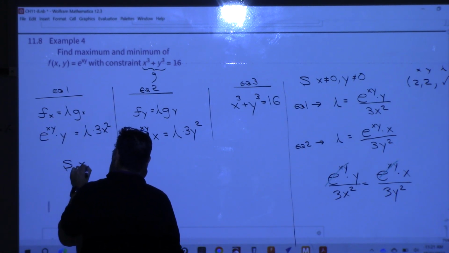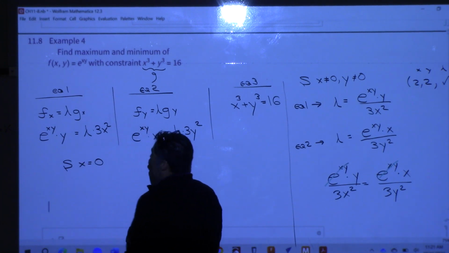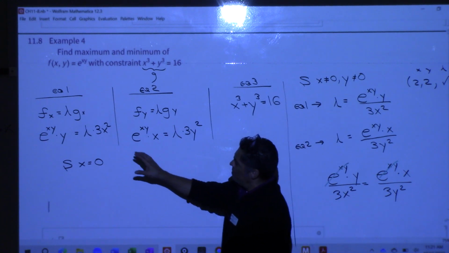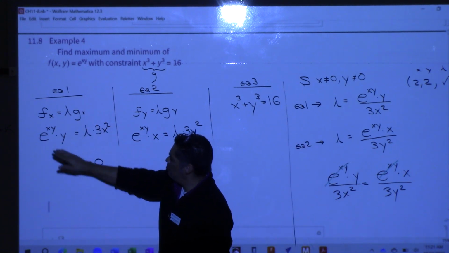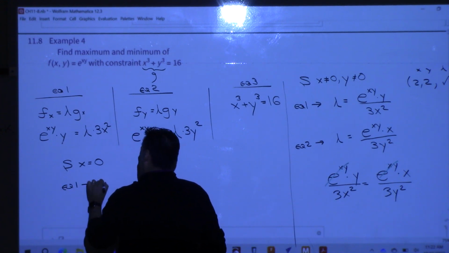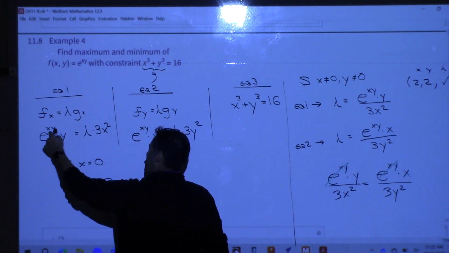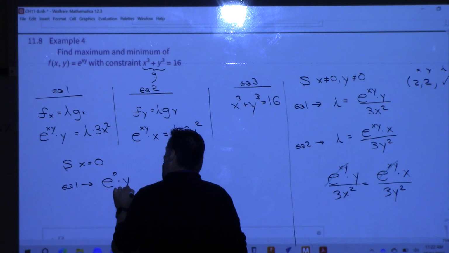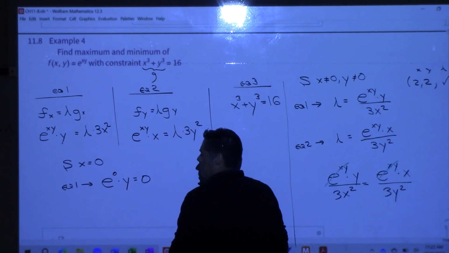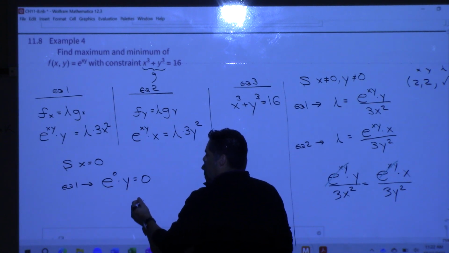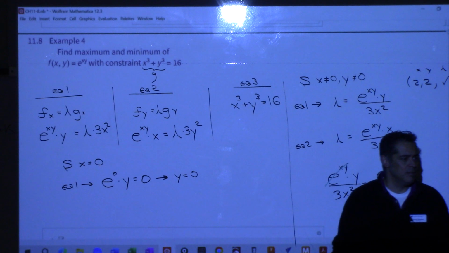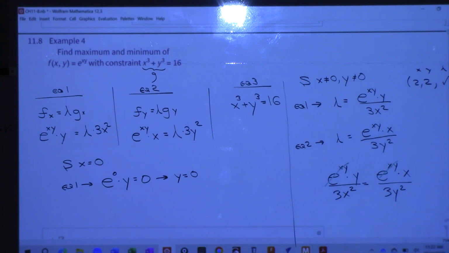Suppose x is 0. If x is 0, then what happens? That means, let's go to equation 1, that e to the 0 times y must be 0, right? And e to the 0 is 1, so that just means y is 0. Do you see that it forced y to be 0? It forces y to be 0.